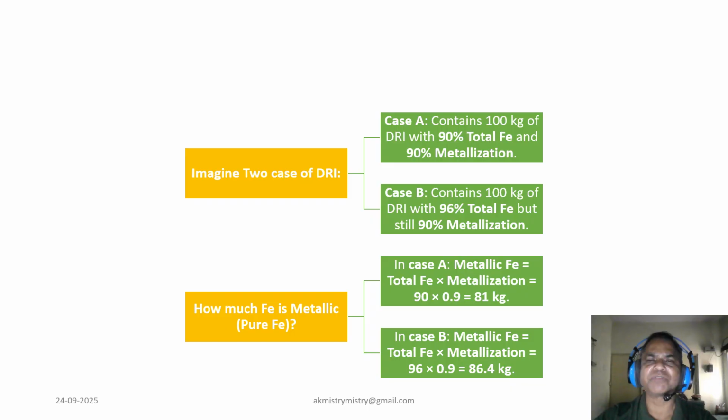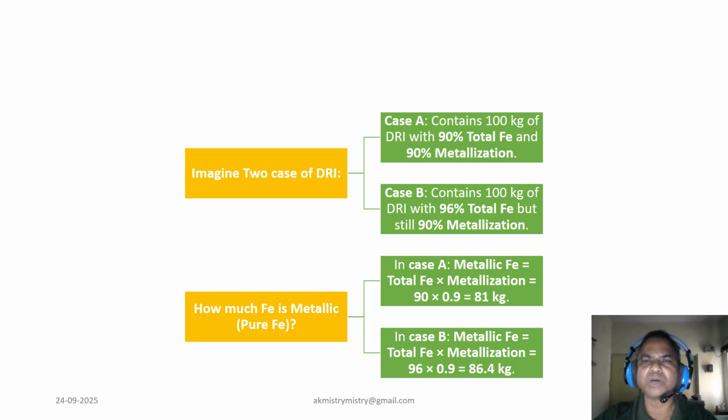So the main takeaway from this is that producing DRI with high metallization, as close to 100% as possible, is more beneficial than simply increasing total Fe. The reason for this is that high metallization minimizes the FeO content, which in turn reduces the burden on the electric arc furnace. Now, a practical comparison is also shown by case A and case B.